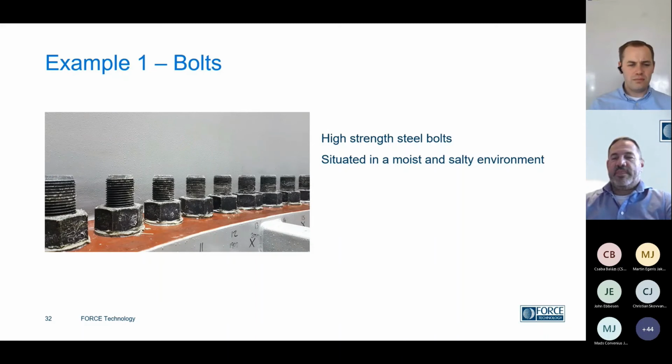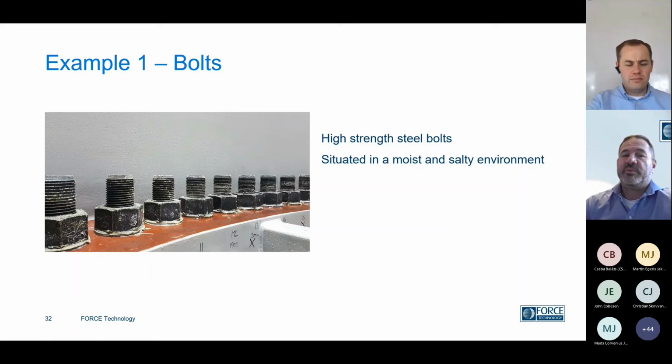Okay, we've got about 20 minutes of your time left, so I'll crack on and start introducing an example here. What we can see here are high-strength steel bolts, and they're situated in a moist and salty environment. And these things do undergo fatigue damage or fatigue loads. Everything has a fatigue life, and everything you do to that, you consume that fatigue life, you reduce it.